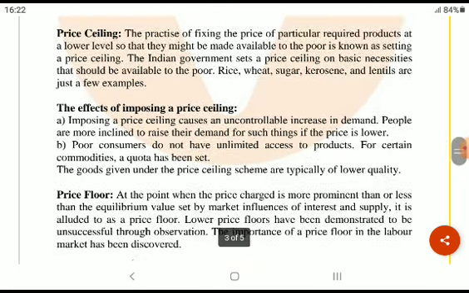Next is price ceiling. Price ceiling is the practice of fixing the price of particular required products at a lower level so that they might be made available to the poor. This is known as setting a price ceiling.